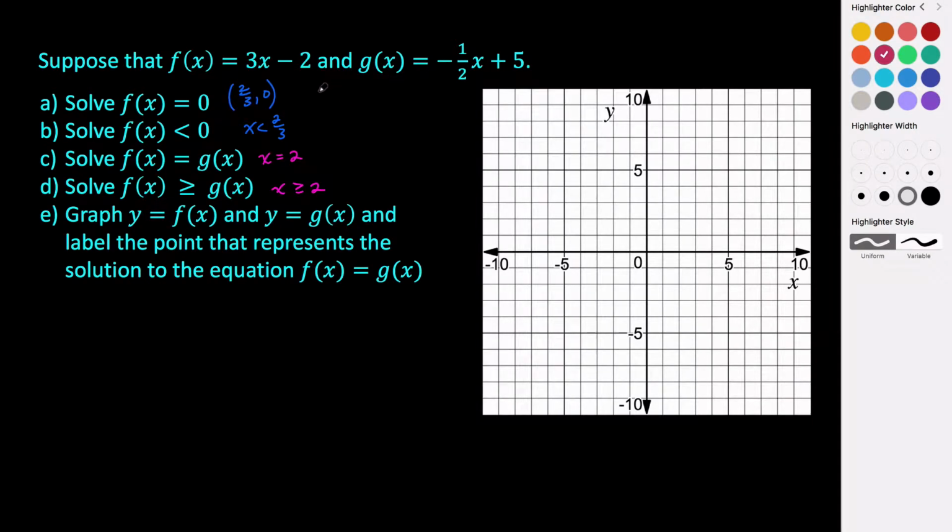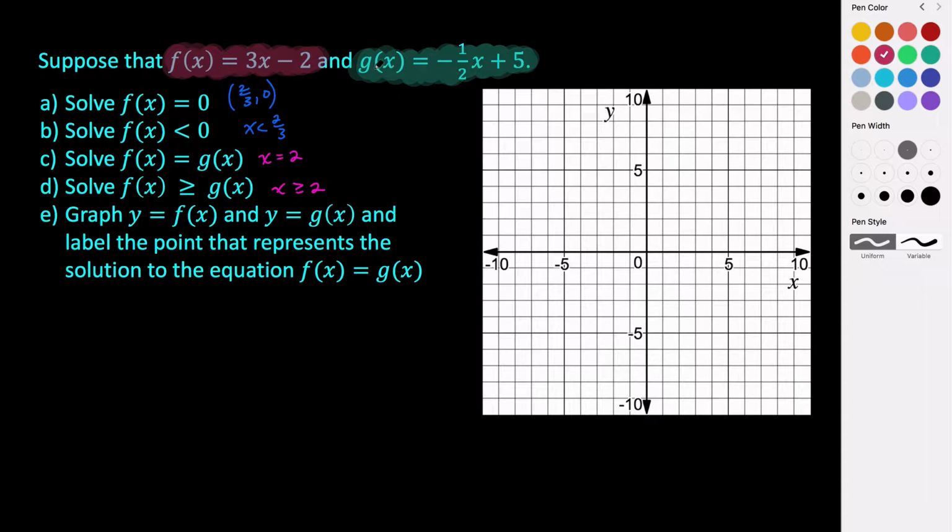Okay, so for part E, we need to graph the two functions f of x equals 3x minus 2 and g of x equals negative 1/2 x plus 5. And then from there, we are going to be looking for our point of intersection, right? Basically, we're looking for where f of x equals g of x. And then we can also look at all of this other stuff that we solved in the previous parts of this problem.